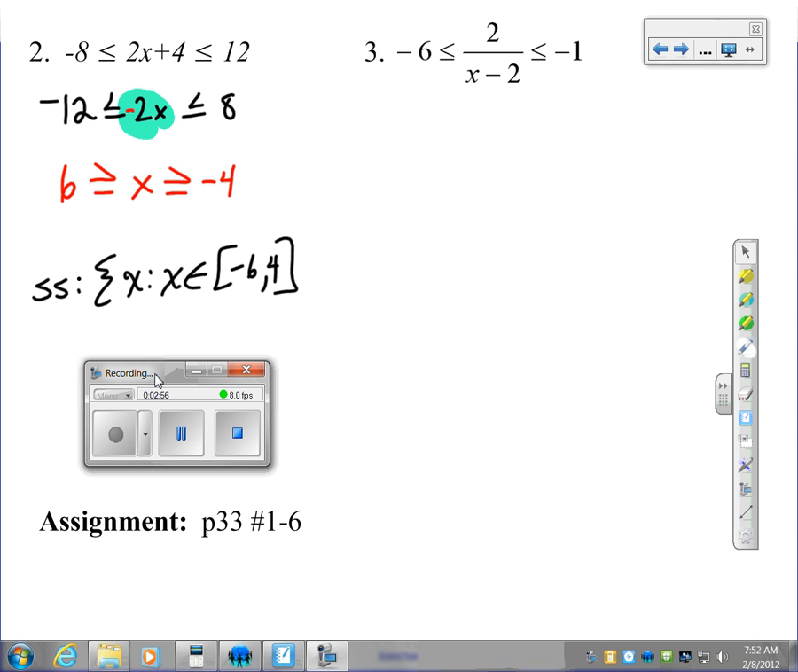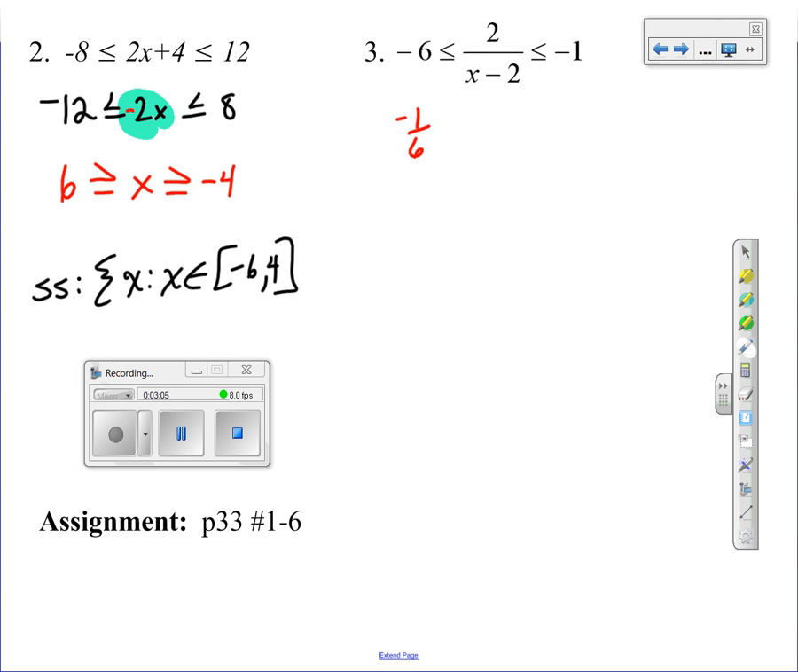X is on the bottom, so what are we going to do? Well, we're going to flip each one of these inequalities. So let's go ahead and flip this minus 6 to becoming minus 1/6. And then I'm going to switch this to being x minus 2 over 2. And then I'm going to switch this to being minus 1 over 1, which is still the same.